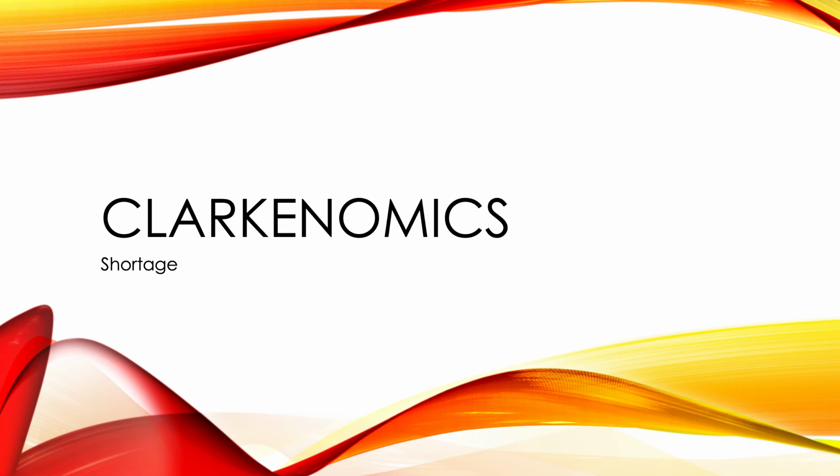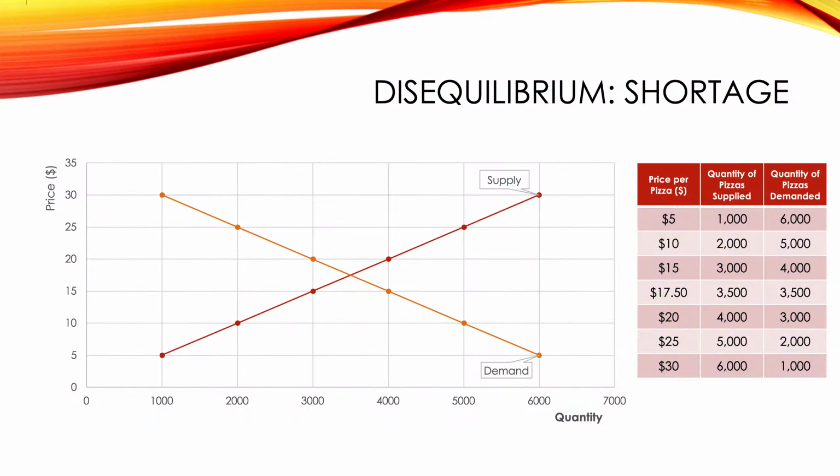In this video, we're going to examine what a shortage looks like in a perfectly competitive market. So here's our graph. It's the same graph as some of the previous videos I've done. We've got the market for pizza. It's a perfectly competitive market. Price is on the y-axis. Quantity is on the x-axis. And we've got a supply schedule in this column, and a demand schedule in this column.